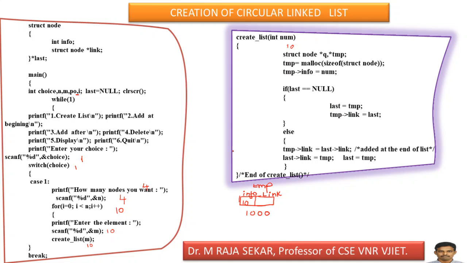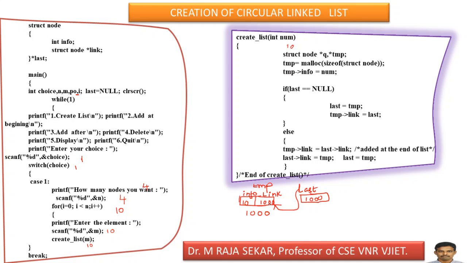last equal to tmp. Last equal to tmp means here, this one is last, which one we are storing? last equal to tmp. tmp means 1000. Therefore, this is a pointer variable which will point to this particular node, isn't it? last equal to tmp. tmp->link equal to last. tmp->link equal to last means, what is last value? 1000.